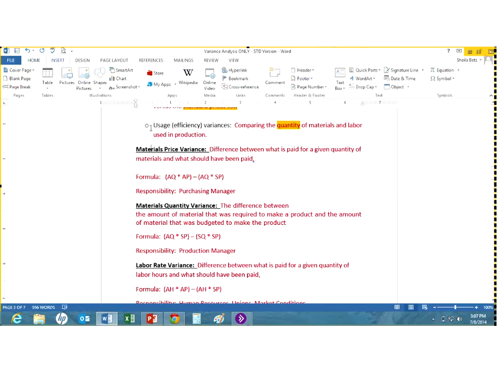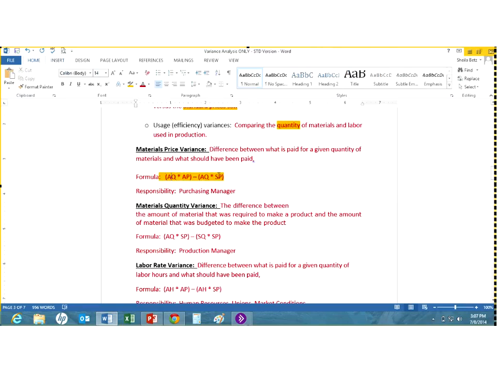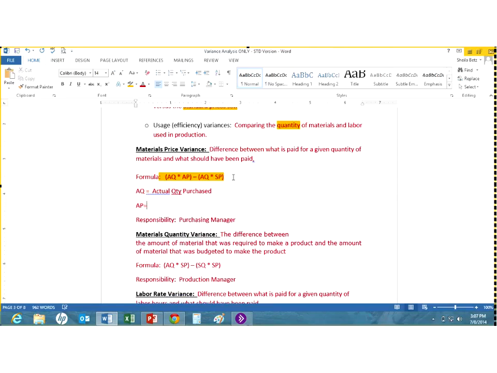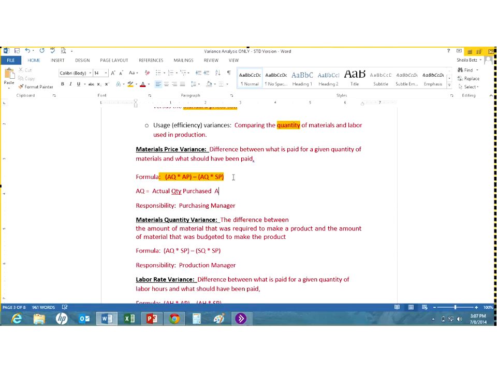The first one is the materials price variance, which shows us the difference between what is paid for the quantity of material versus what we should have paid. The formula is the following. AQ is the actual quantity purchased. AP is the actual price paid. And SP is the standard price. So let's have that little key for us.